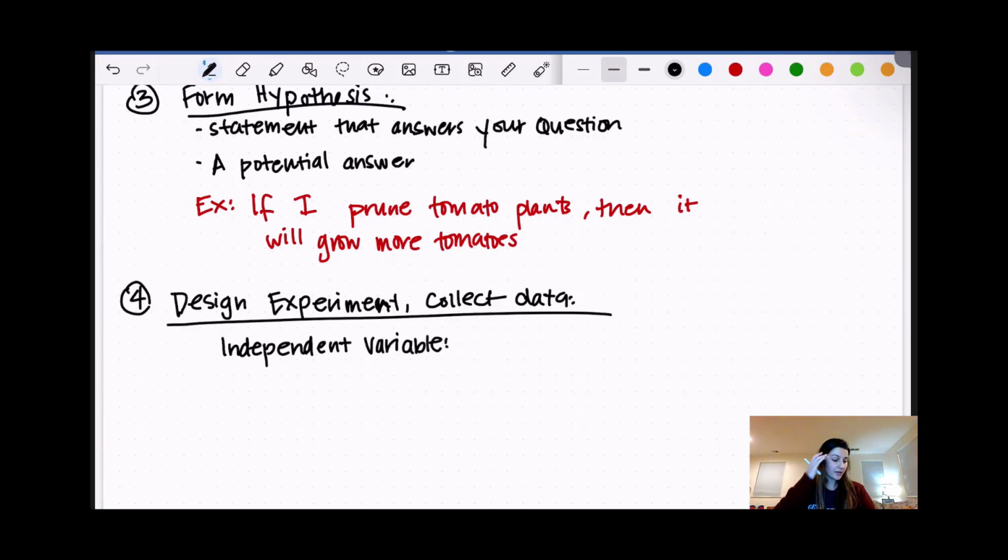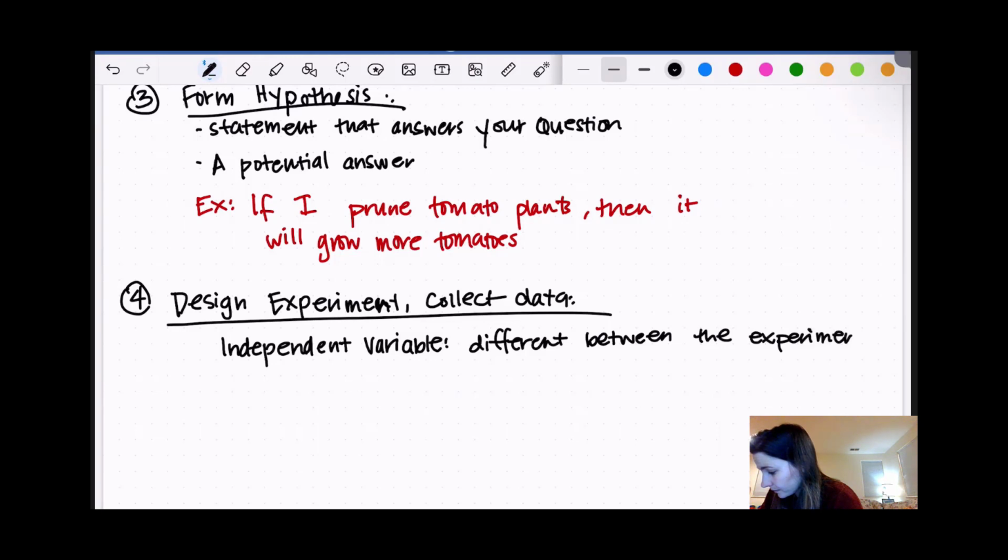The independent variable is the variable that's different between the experimental groups. So the independent variable is different between the experimental groups. And I am going to highlight this independent variable because that is a vocabulary word.